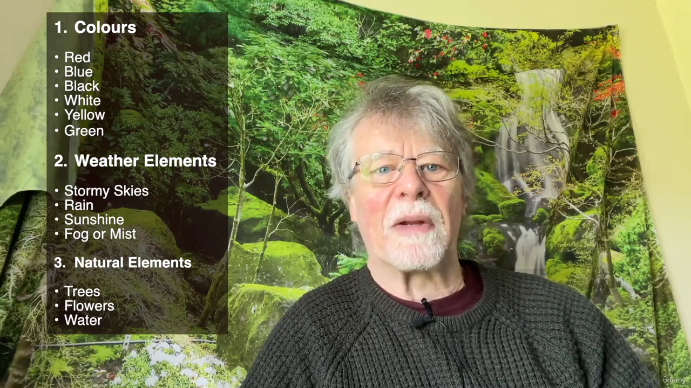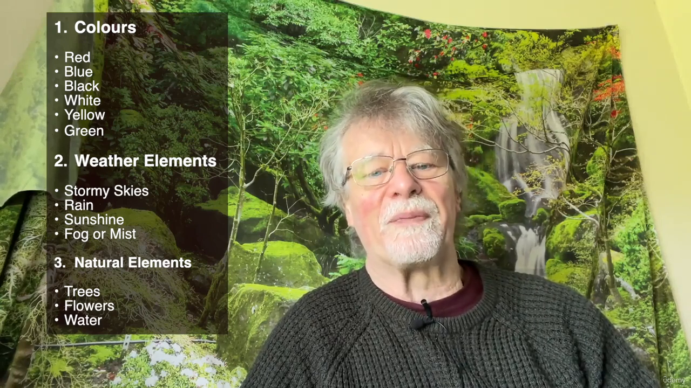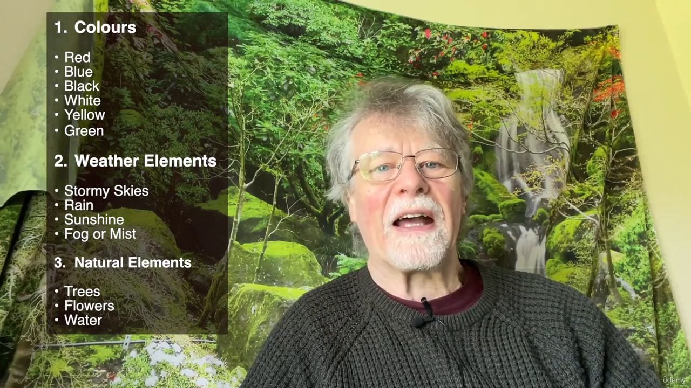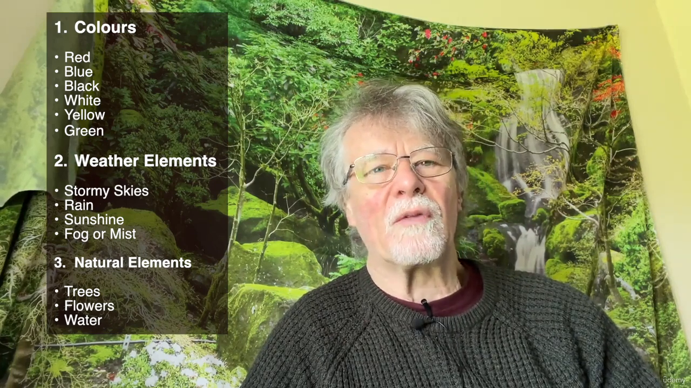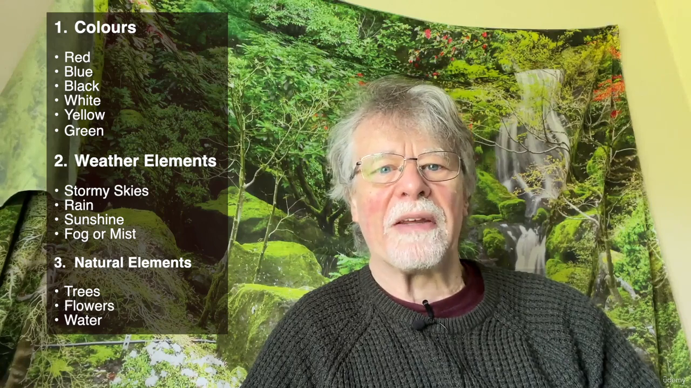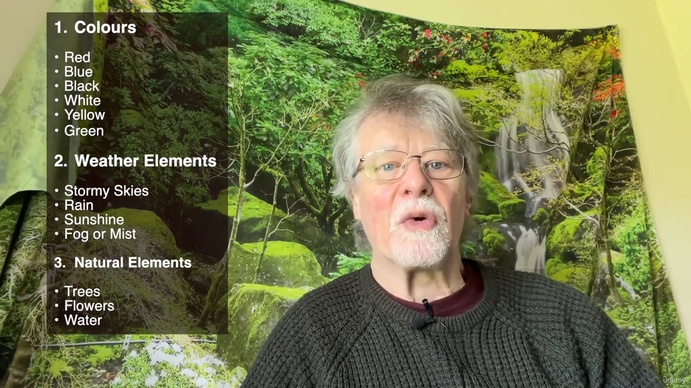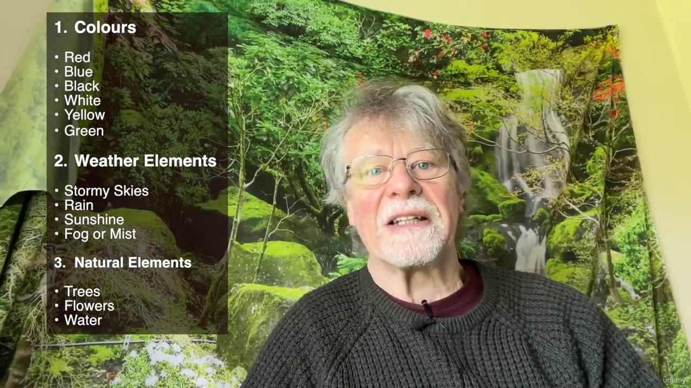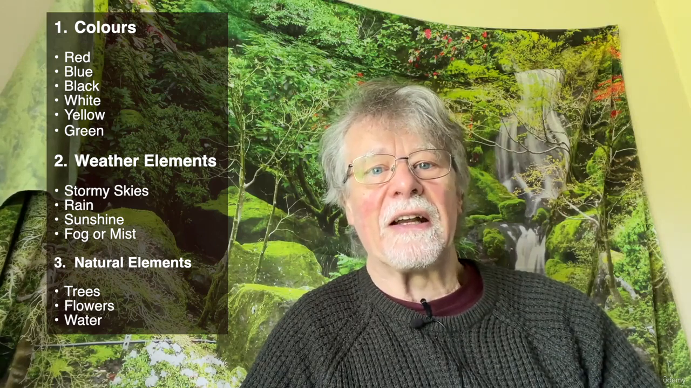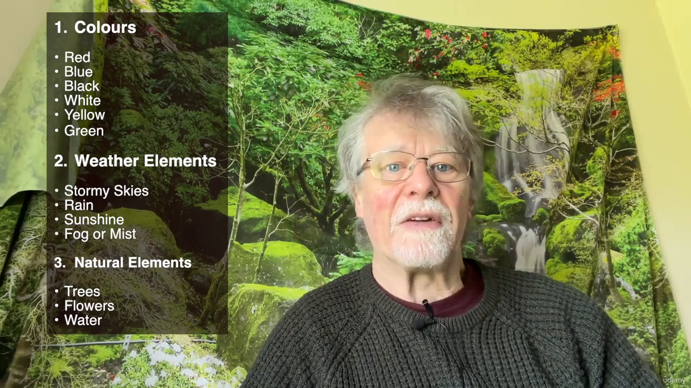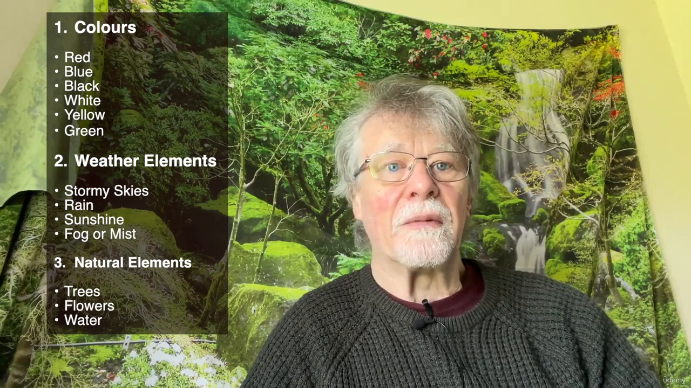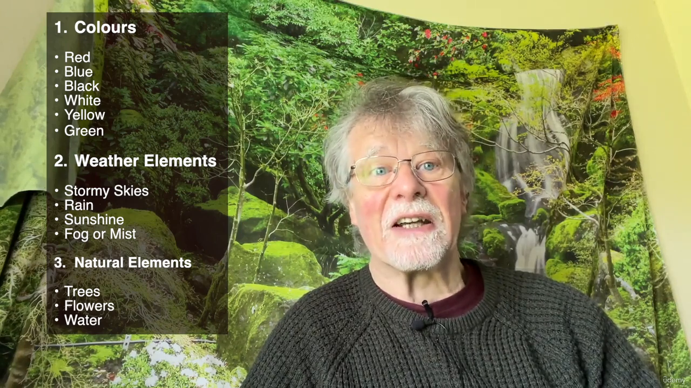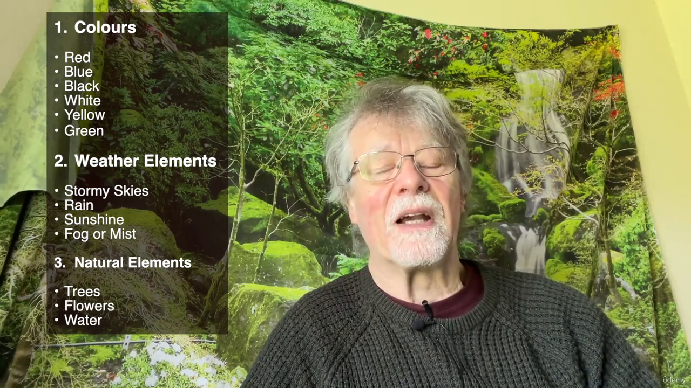For example, red, blue, black, white, yellow, and green. Secondly, weather elements. Stormy skies: turmoil, conflict, or emotional upheaval. Rain: renewal, sadness, or cleansing. Sunshine: happiness, hope, and vitality. Fog or mist: confusion, mystery, uncertainty, or transition.